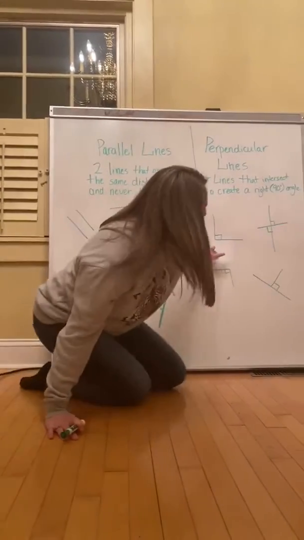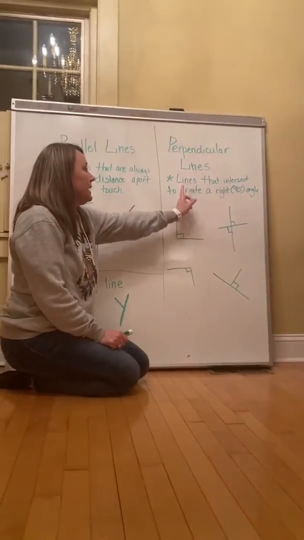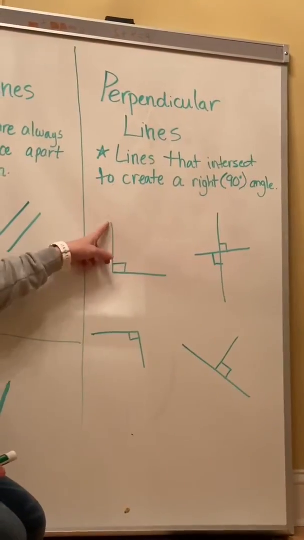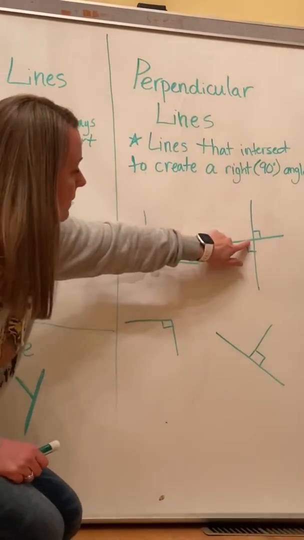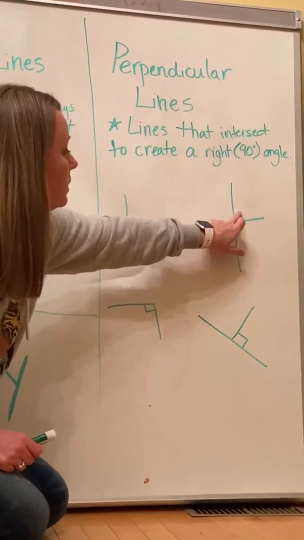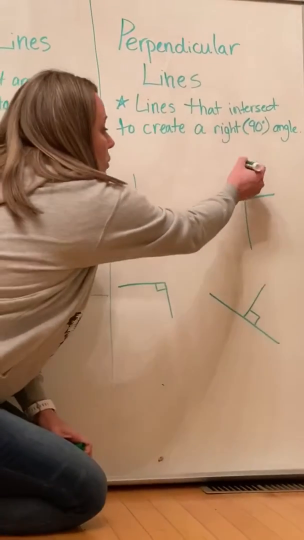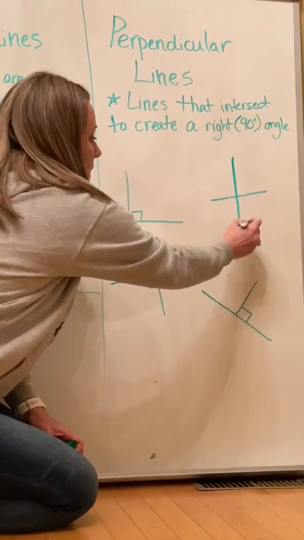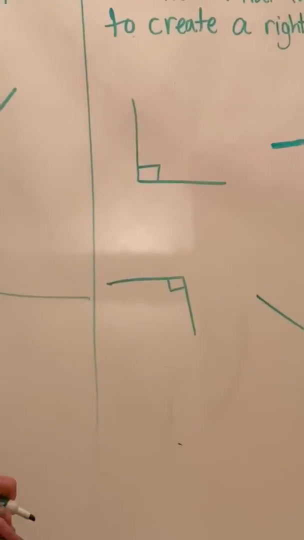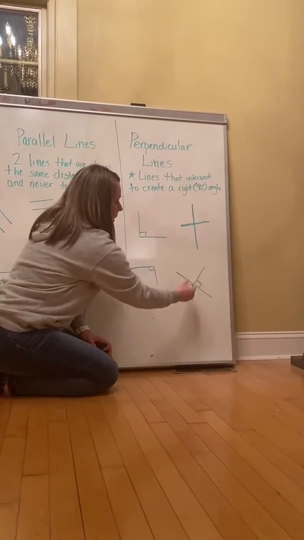One that I want to spend a little more time on are the perpendicular lines. Perpendicular lines are lines that intersect to create a 90-degree angle. As you'll see here, there's several different ways. You may see them with boxes to indicate that that's a right angle, or you may not. You may see them without. But you do have to recognize that two lines that meet and create that corner, that 90-degree angle, those are called perpendicular lines, okay?